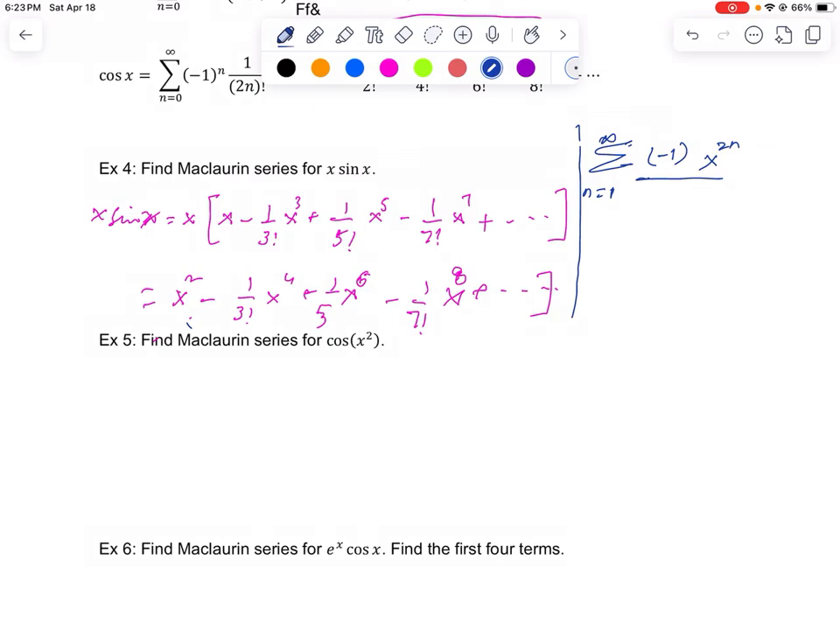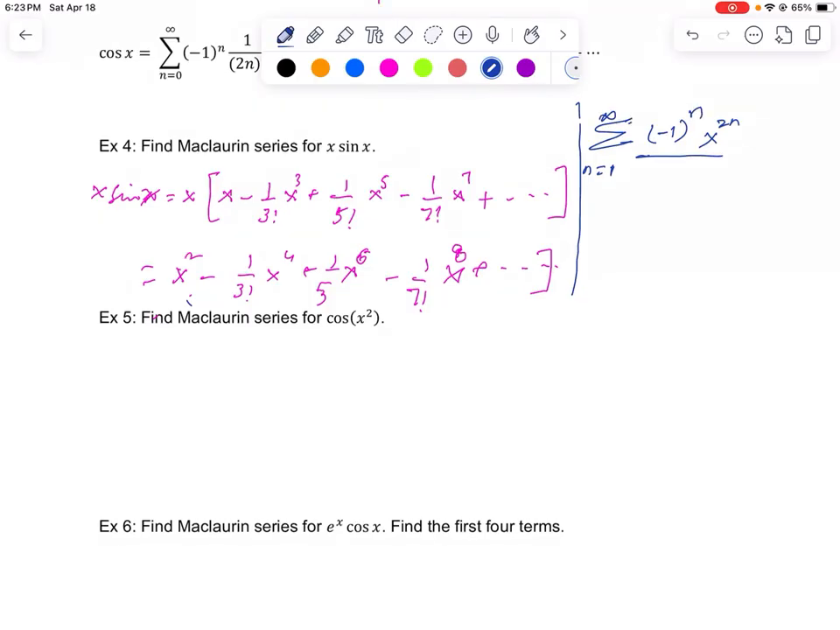this will give me 2n minus 1 factorial. So when n is 1, we get x squared, and at the bottom 2 minus 1 is 1. So we will get the x squared term but with a negative sign, so I have to add 1 here. That is the Maclaurin series for x times sine x.